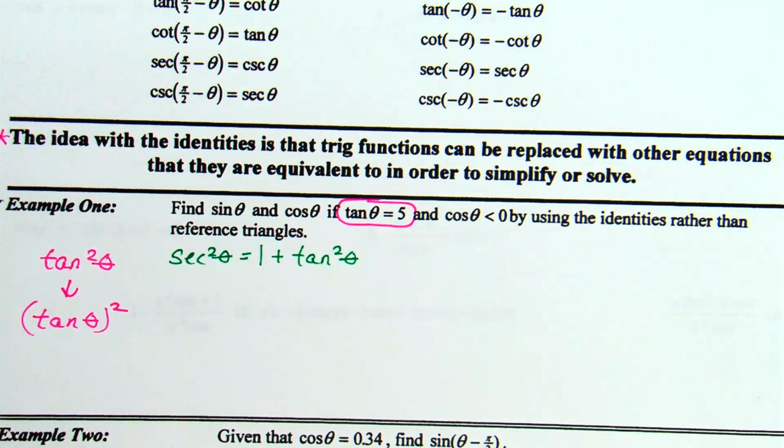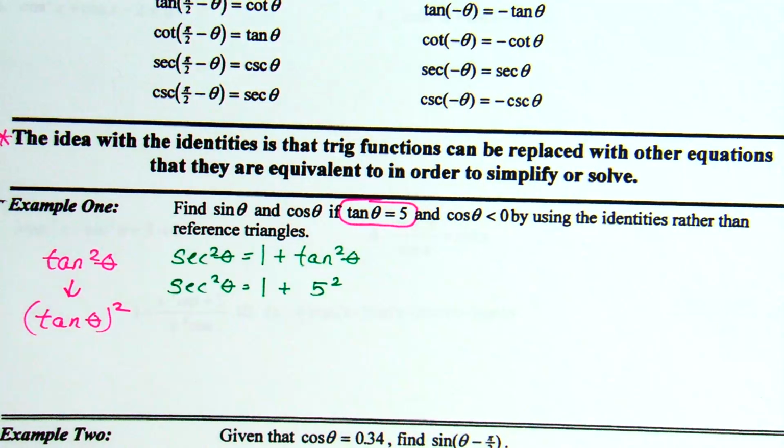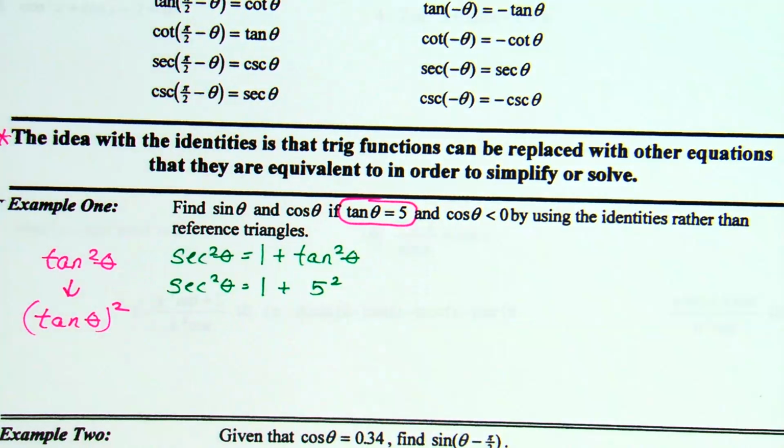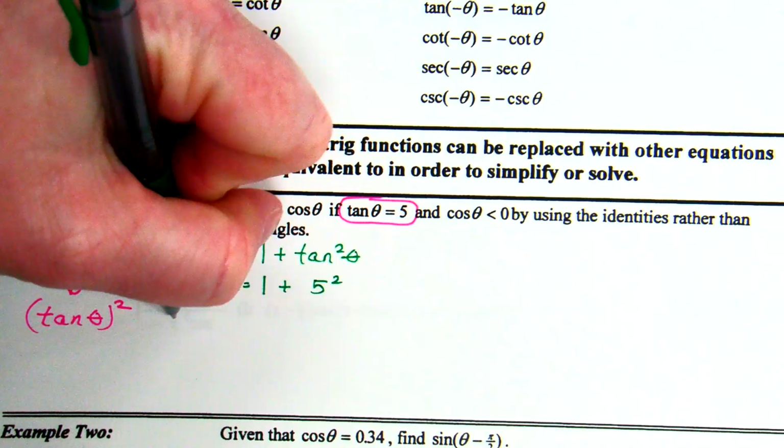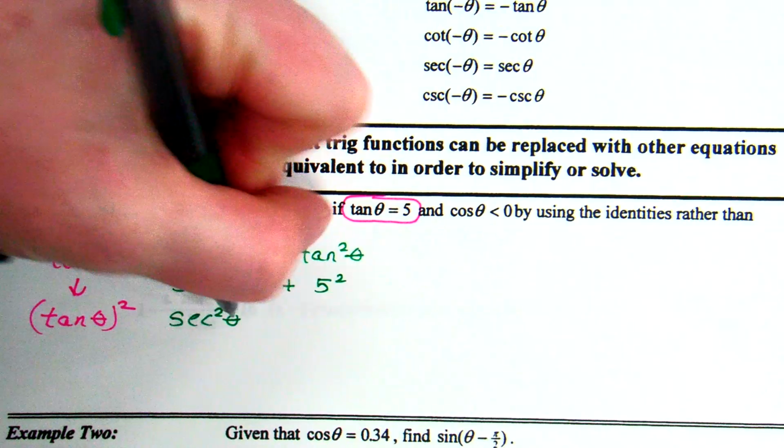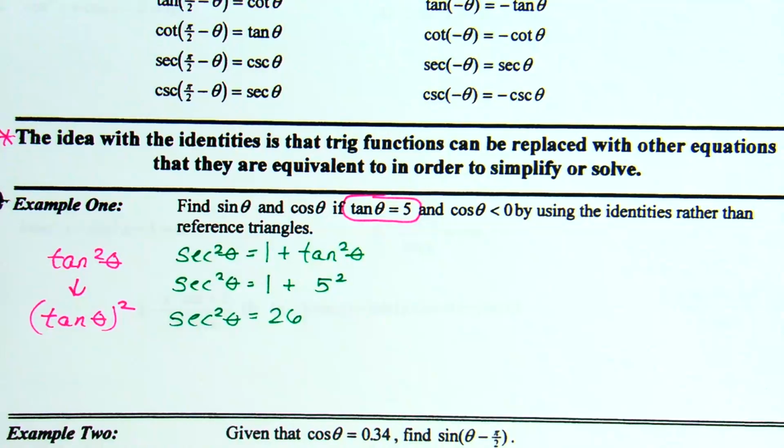Secant squared theta is 1 plus, what do we fill in for tangent squared theta? Tangent theta is 5, so we're filling in 5 squared. And what is 1 plus 5 squared? Okay, so I've got secant squared theta is 26. How do I finish this part off? Yeah, it says secant squared theta equals 26.